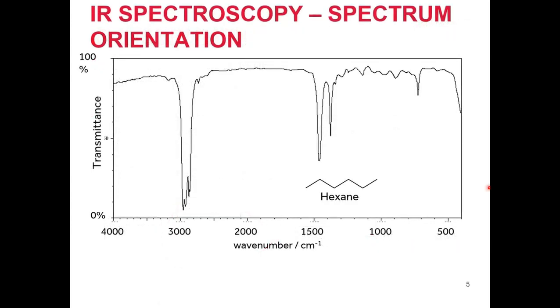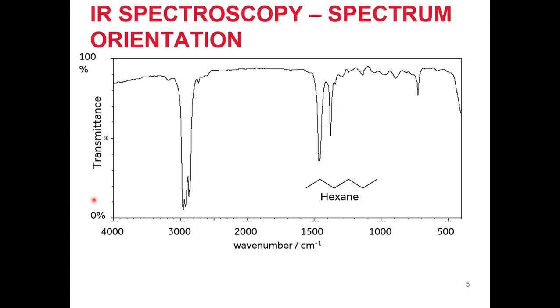Now, this is what an infrared spectrum looks like, and this is the infrared spectrum of hexane. Hexane contains carbon-carbon single bonds and carbon-hydrogen single bonds, and that's it. On this spectrum, we have the carbon-hydrogen single bonds here, and we have the carbon-carbon single bonds much lower down in the spectrum. But this graph looks a bit unusual.